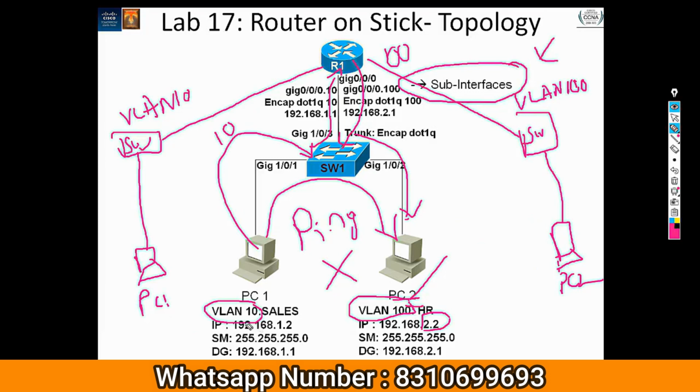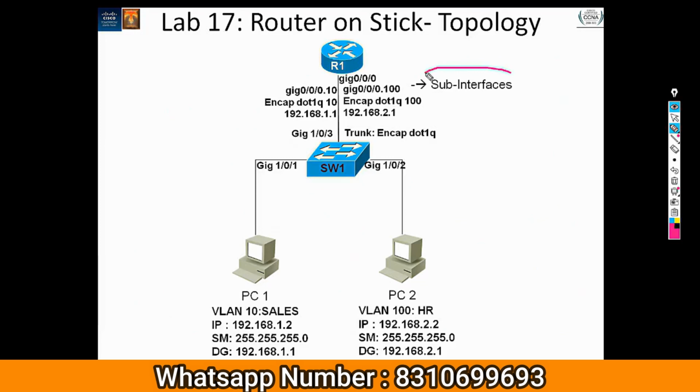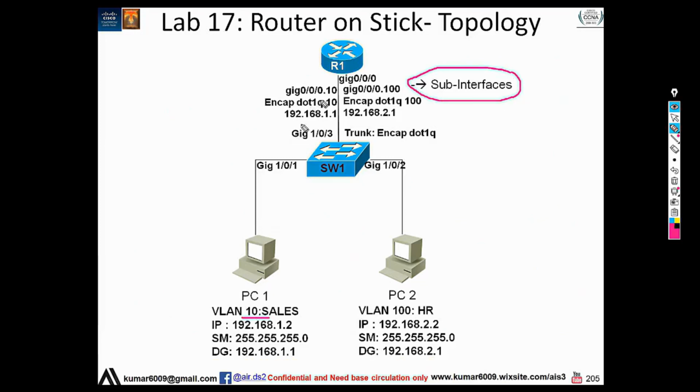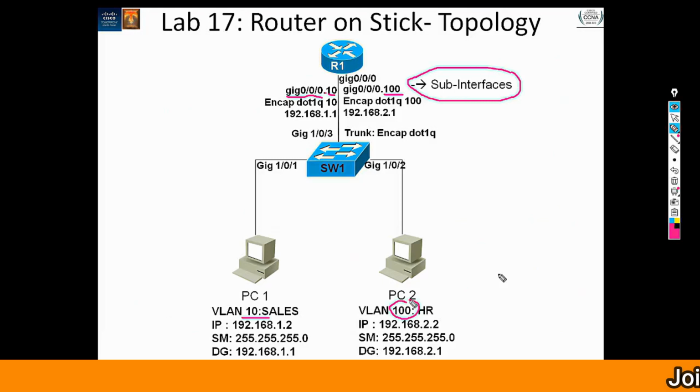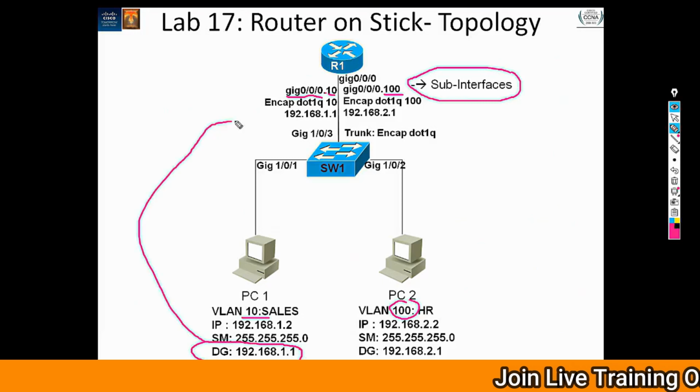For every VLAN, you have to create one sub interface. For example, for VLAN 10, you create one sub interface. This is the main interface, 0.0.0.0, and I create sub interfaces on it, 10 and 100. I give the same number so it is easy to identify. In the PC, I say your default gateway is one IP address, and the same IP address is configured on the sub interface.